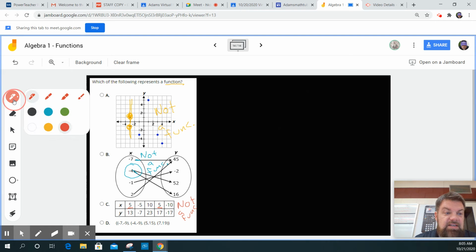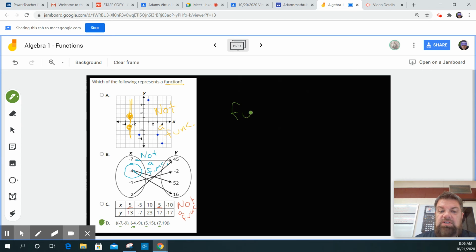And then lastly, we're going to look at this one. For my x value, I have a -7, a -4, a +5, and a +7. So D is the only one that's a function because it's the only one where the x's do not repeat.